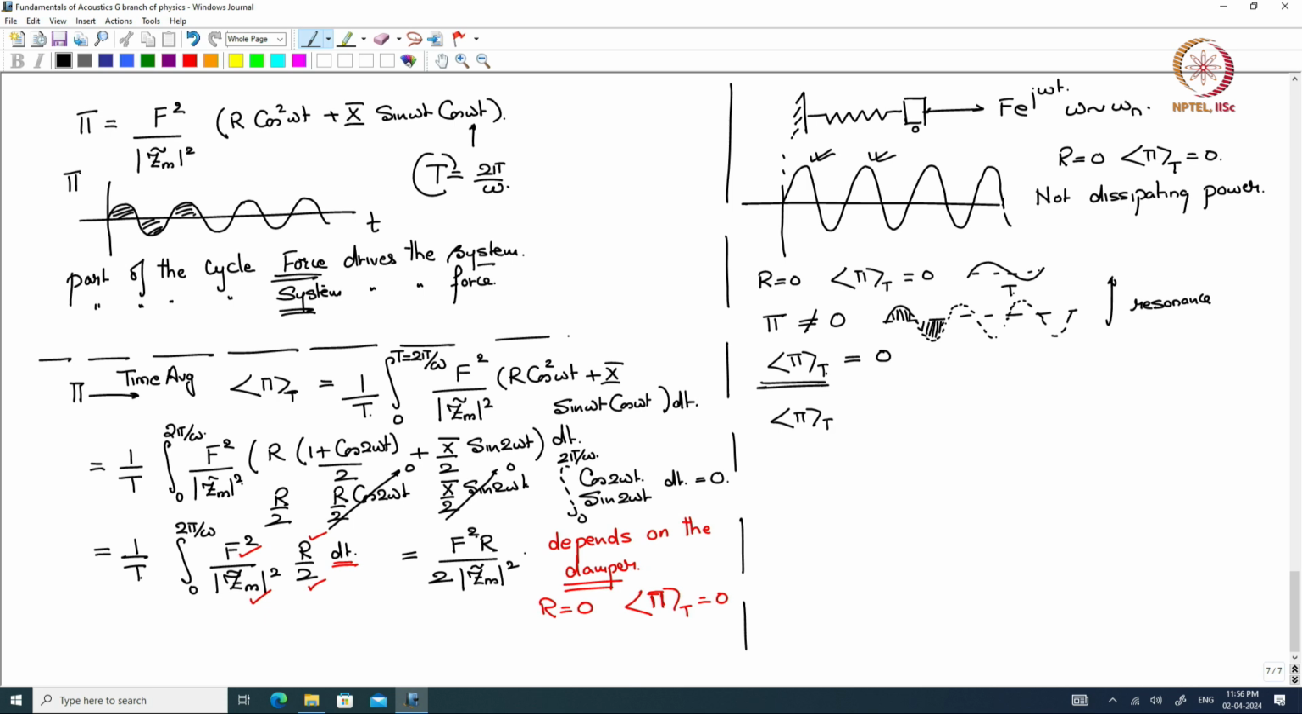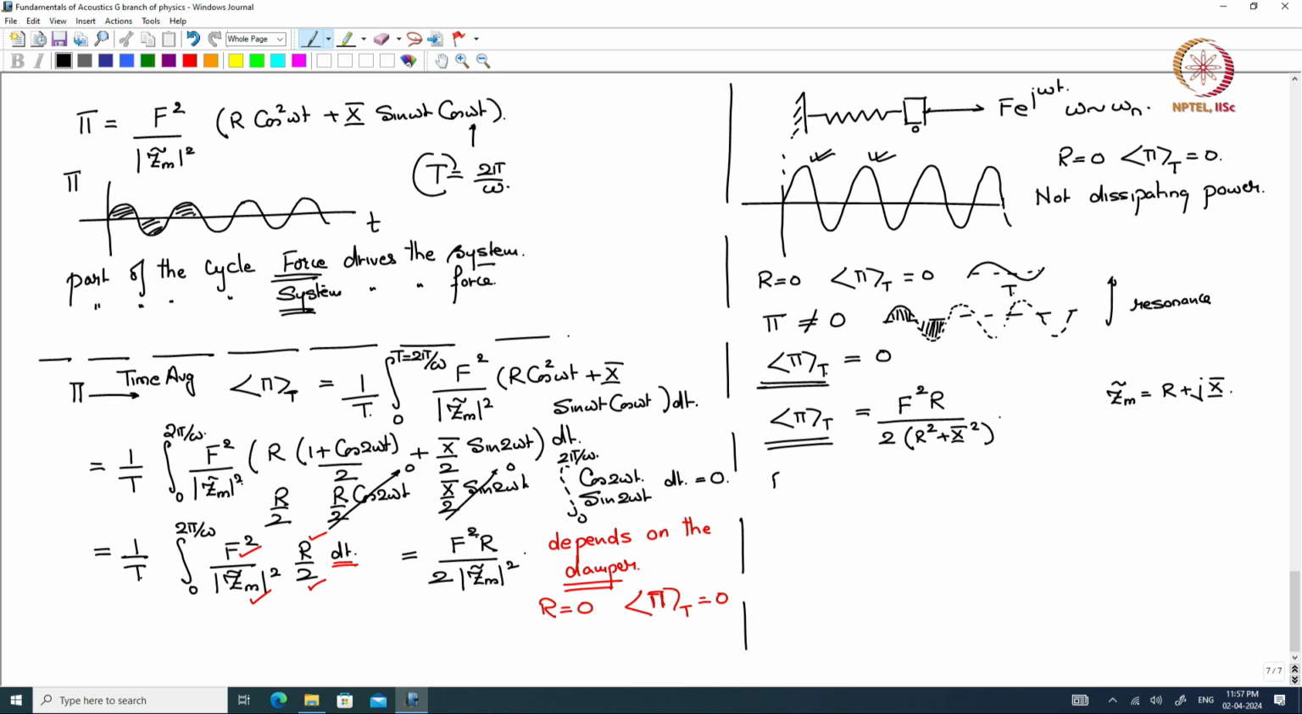the expression for time averaged power, and I write my Z mechanical as R plus jX. So this expression now looks like F squared into R divided by twice (R squared plus X squared). I am just going to elaborate a little more on this expression. It's nothing very serious.